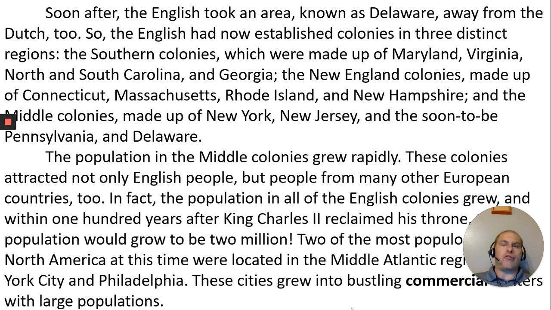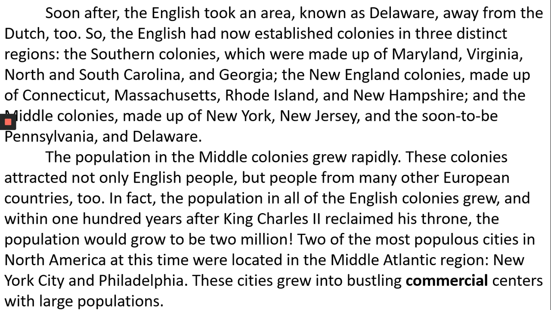So the English had now established colonies in three distinct regions: the southern colonies, which were made up of Maryland, Virginia, North and South Carolina, and Georgia, and the New England colonies made up of Connecticut, Massachusetts, Rhode Island, New Hampshire, and the middle colonies made up of New York, New Jersey, and soon-to-be Pennsylvania and Delaware, which we'll talk about Pennsylvania later. The population in the middle colonies grew rapidly. These colonies attracted not only English people, but people from other European countries too. In fact, the population in all of the English colonies grew, and within 100 years after King Charles II reclaimed his throne, the population would grow to be 2 million.